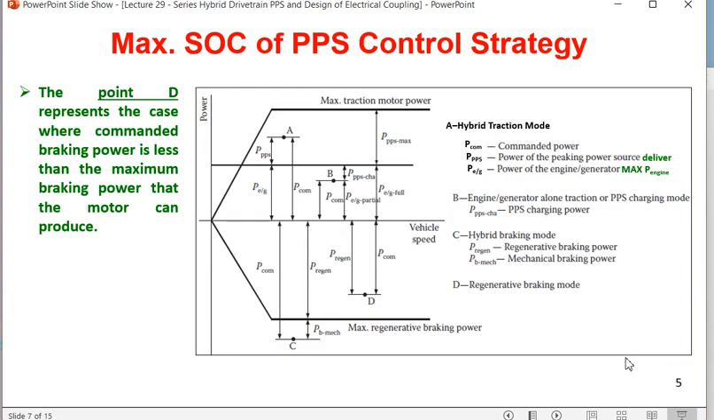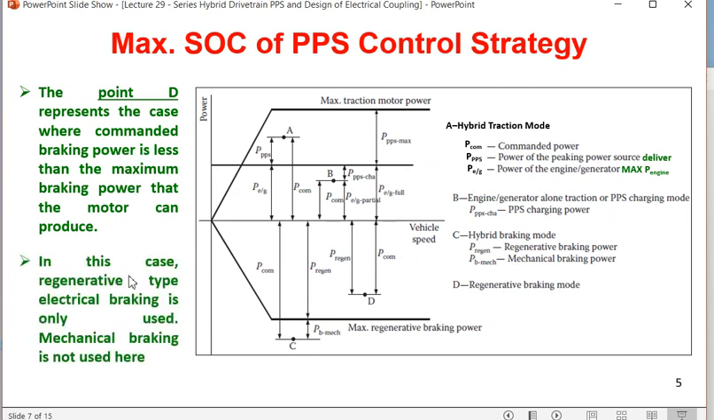Point D represents the case where the commanded braking power is less than the maximum braking power that the motor can produce. So in this case only regenerative electrical braking is used, because the maximum electrical braking can be this much, the commanded power is this much, and it can be supplied only by the regenerative brake. So this explains all the 4 strategies of the max SOC of PPS control strategy.